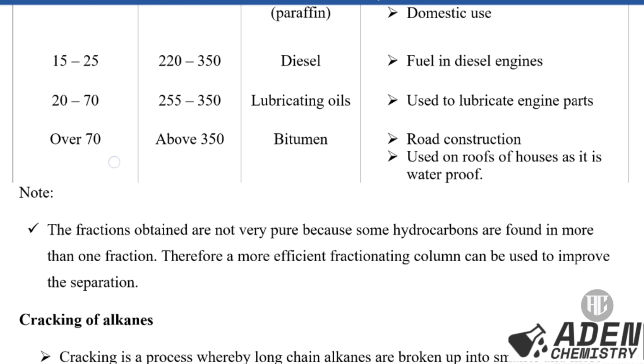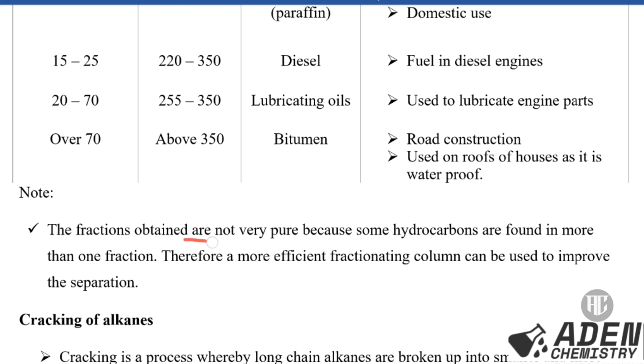Then lastly, over 70 carbon atoms, they will be distilled off at a temperature of above 350 degrees Celsius, and the name of that fraction product is called residue or bitumen, and it has two uses. One, it's used in road construction or road servicing or road tarmacking. The second use is on roofs of houses as it is waterproof.